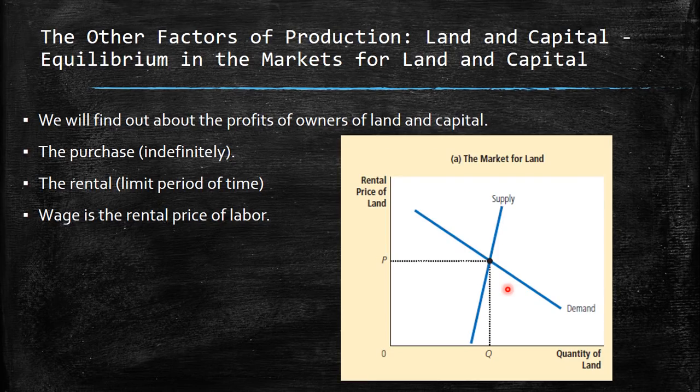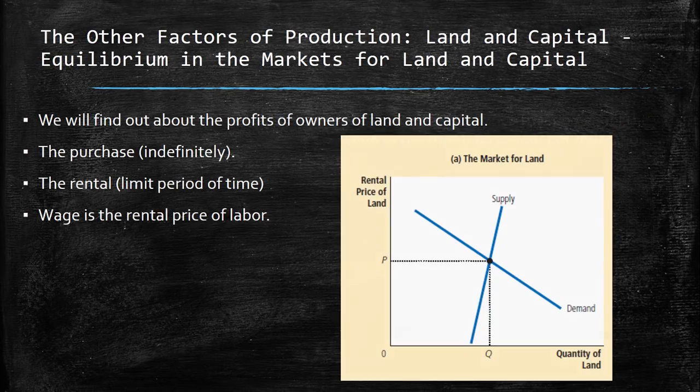Okay, so then here we have the market of land. We have naturally on the y-axis the price, which is the rental price of land, and the quantity of land. Here's demand, supply. You'll see this is pretty much inelastic. Remember, it cannot adjust the price easily, and this is naturally because we cannot easily increase the quantity of land. So this is why it is inelastic.